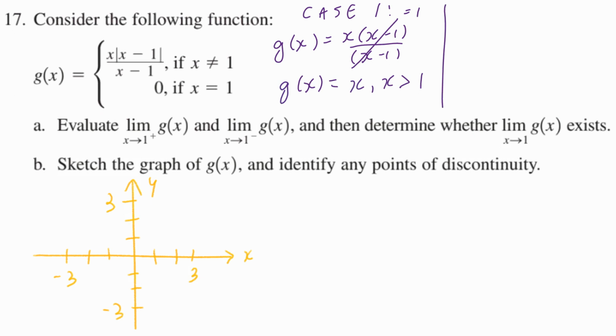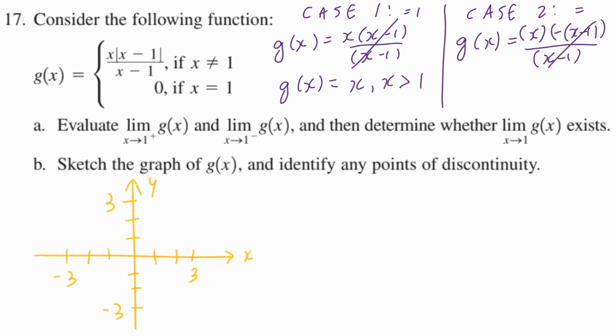Now, if I draw a line and divide this into 2 columns, in the second case, case number 2, g of x equals x times negative, x minus 1 in brackets, divided by x minus 1. The second case is the negative case, and when you cross out x minus 1 divided by x minus 1, which equals 1, 1 times negative 1 is negative 1, times x, that's negative x. And g of x equals negative x when x is less than 1.